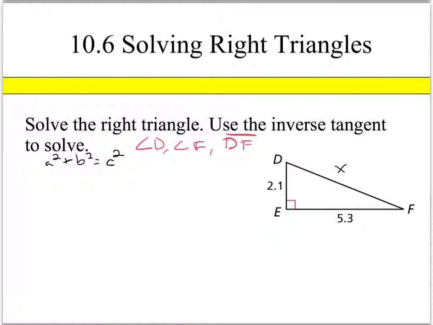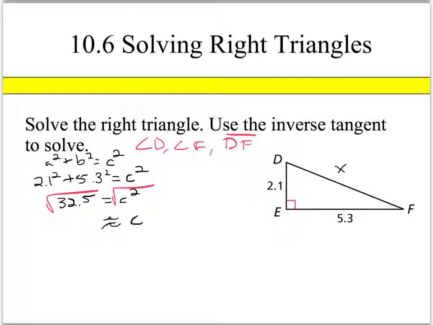Okay, now we plug in A. What is A? 2.1 squared plus, what is B? 5.3 squared equals C squared. Okay, when we add 2.1 squared plus 5.3 squared on your calculator, you will get 32.5 is equal to C squared. How do you undo that squaring symbol? Square root. Okay, so C is approximately equal to 5.7. So what I just figured out is X, that's 5.7. Alright, so X is equal to 5.7.